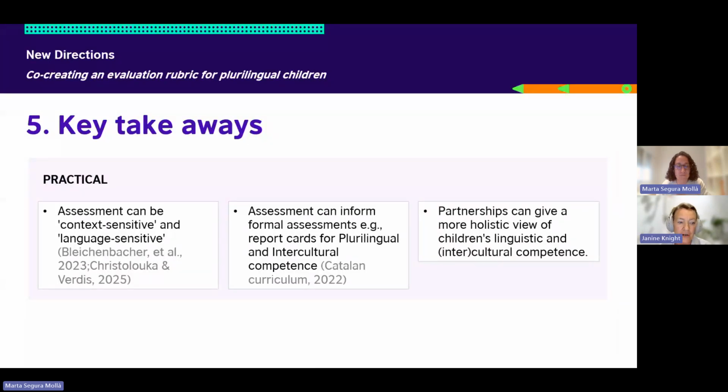Thirdly, the project shows that assessment can be context sensitive and language sensitive. Assessment can inform formal assessments such as the report cards for plurilingual and intercultural competence. And it also shows that partnerships can give a more holistic view of children's linguistic and intercultural competence.